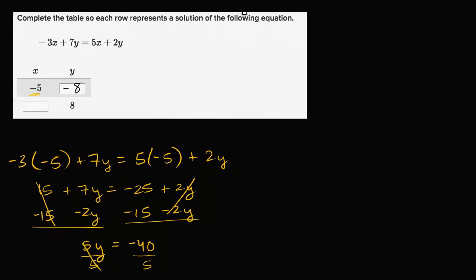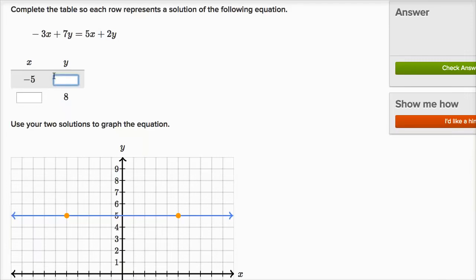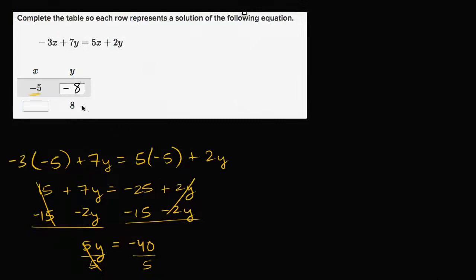And actually, we can fill that in. So this y is going to be equal to -8. And now we've got to figure this out. What does x equal when y is +8? Well, we can go back to our scratch pad here. And now let's take the same equation, but let's make y equal to +8.